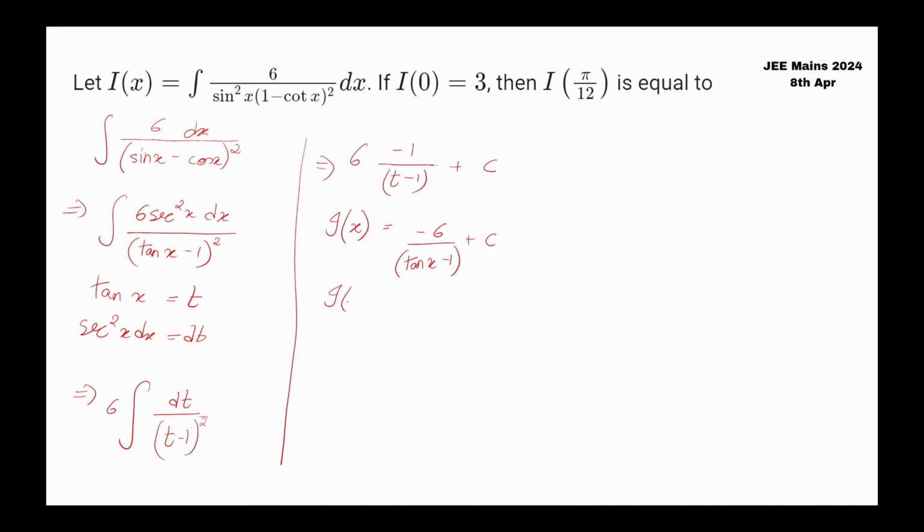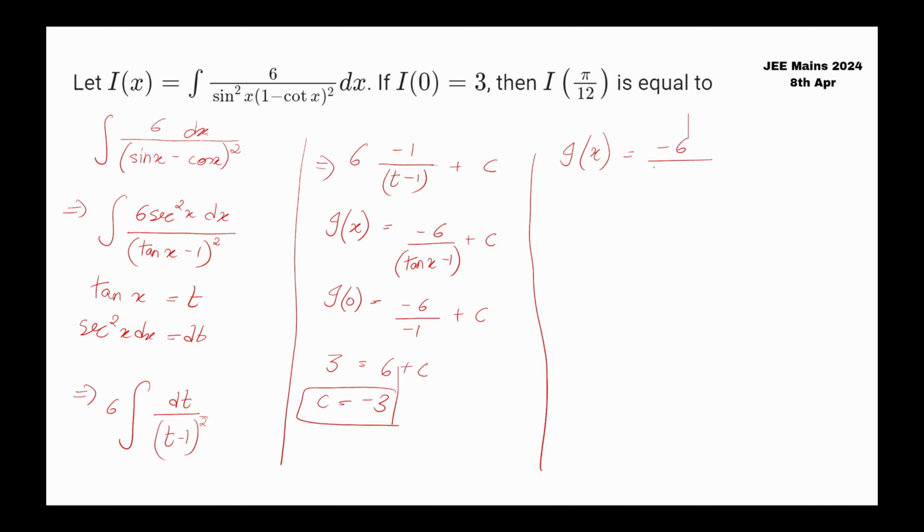Now let us put x as 0. This would become minus 6 upon tan 0 is 0. So we would have minus 1 below. So basically 3 is equals to 6 plus c, and we would have c is equals to minus 3. So this is my c. So ultimately, what is my final I of x that I'm getting? It is going to be minus 6 by tan x minus 1 minus 3. This is my I of x.